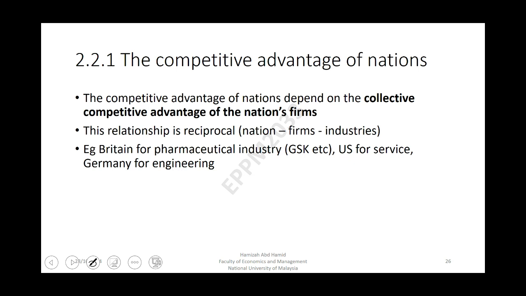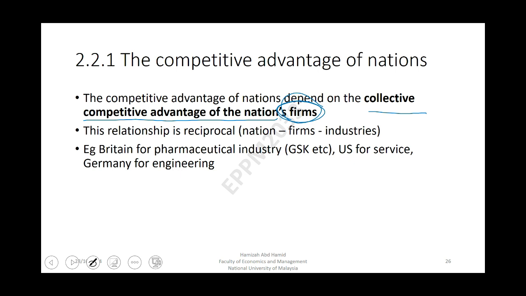Remember, in the classical theories, we talk about comparative advantage of nations, absolute advantage of nations. Now nations have to be competitive. The competitive advantage of nations depends on the collective competitive advantage of the nation's firms. In absolute advantage theory and comparative advantage theory, nations only trade with each other. But because we are in modern times, nations compete with each other through their firms.